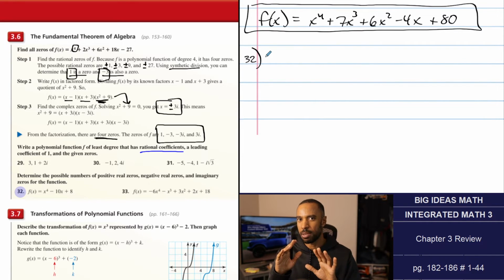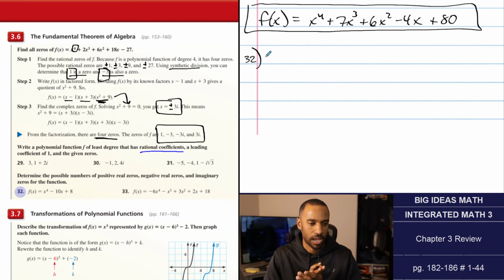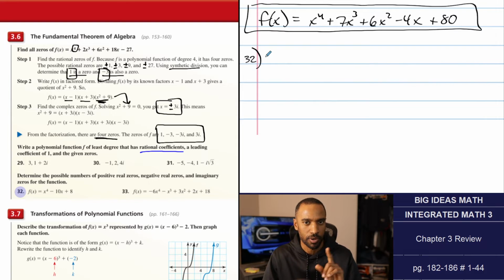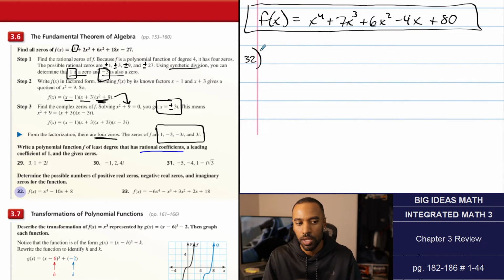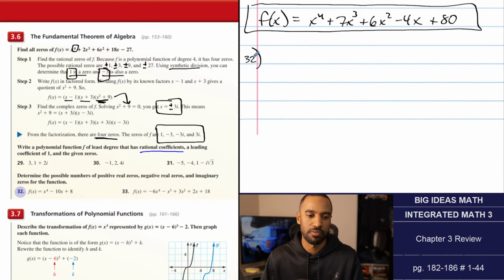And this will kind of be in a table format. I might even want to copy and paste the table format that I had from a previous set, so I might pause this video in a moment. It says determine the possible number of positive zeros, negative zeros, and imaginary zeros, or real zeros and imaginary zeros for the function.